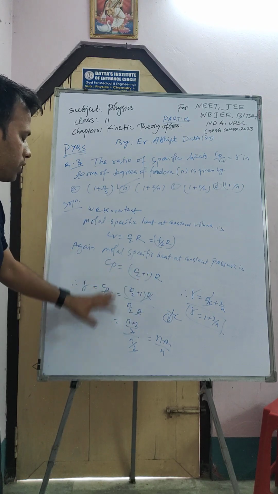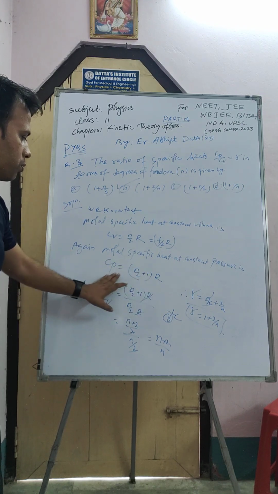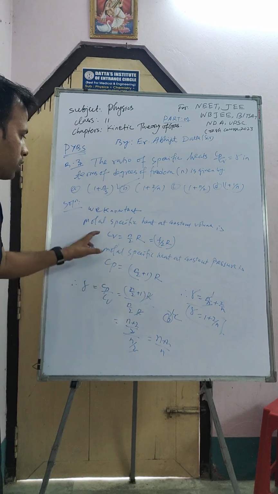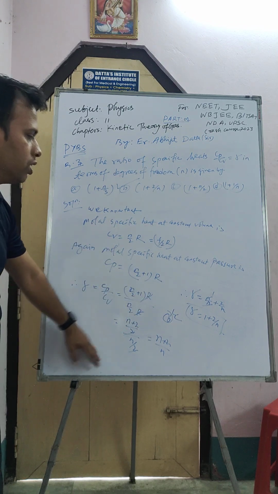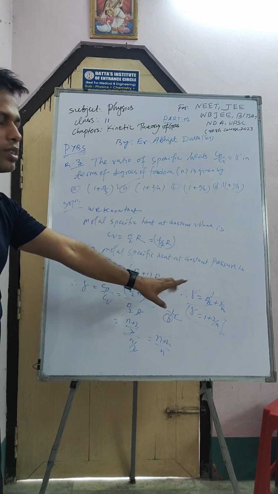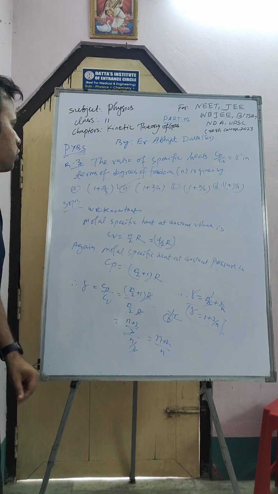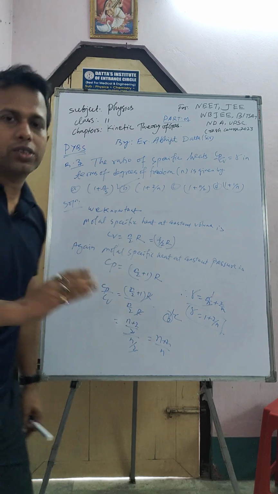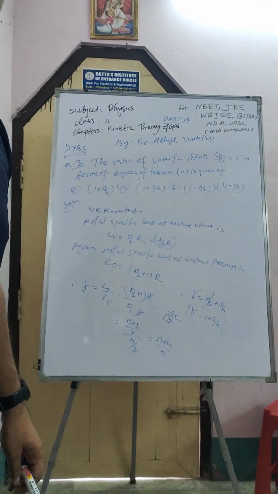So gamma equal to Cp by Cv. I just put the value of Cp and the value of Cv. After simplification, what came? It is gamma equal to 1 plus 2 by n. So which option is correct here? Option B is the correct answer. Okay, got my point? Fine.